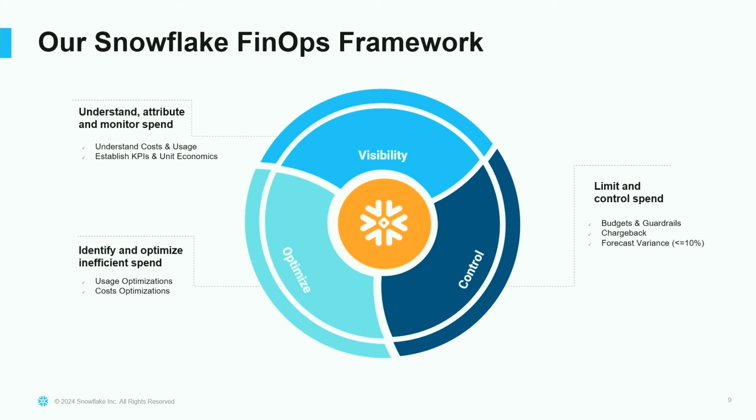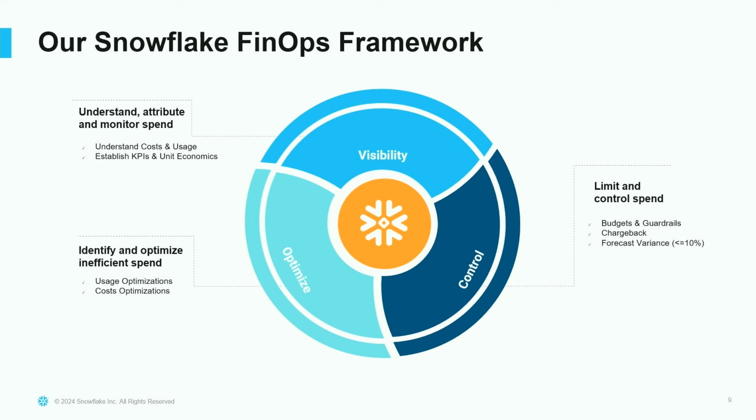Once you have the visibility, then you look at what the budgets and guardrails required are for the individual warehouse level or at the account level. And then our forecast variance has been less than or equal to 10%, which is brilliant when it comes to how we are forecasting how much money we are going to spend versus the actuals.